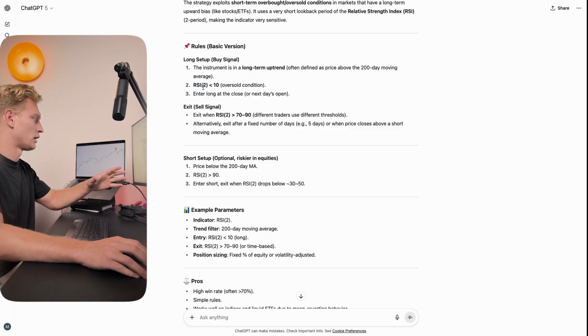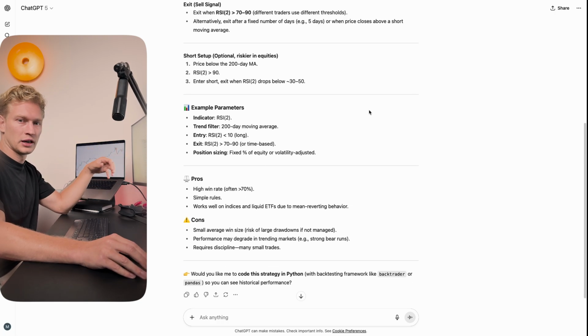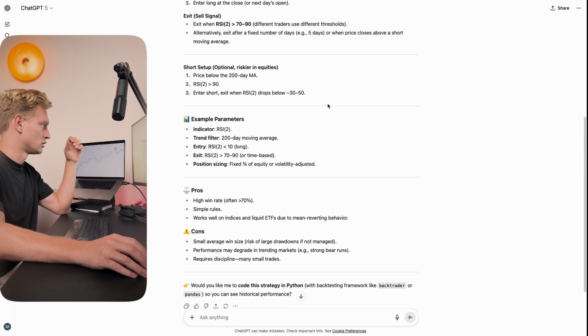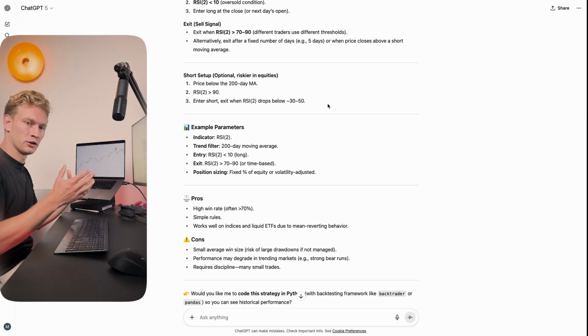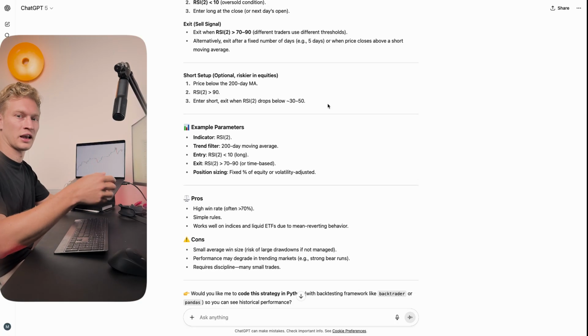So let me show you in action how this works. We have a lot of examples here, but we don't need that. I just want to know, okay, what is the strategy? Because the faster I know the trading plan, the faster I can build it, the faster I can see if it is profitable and it has results.